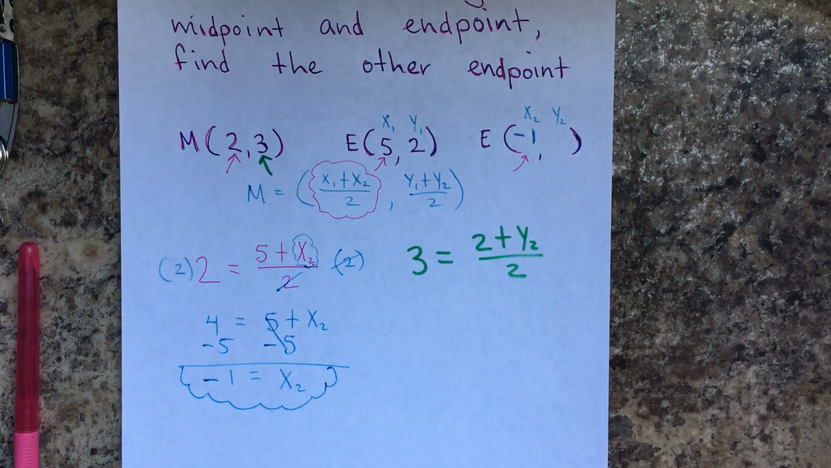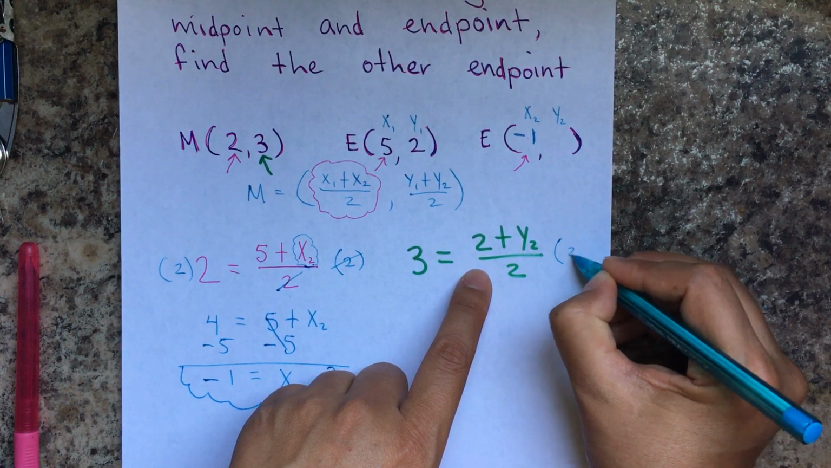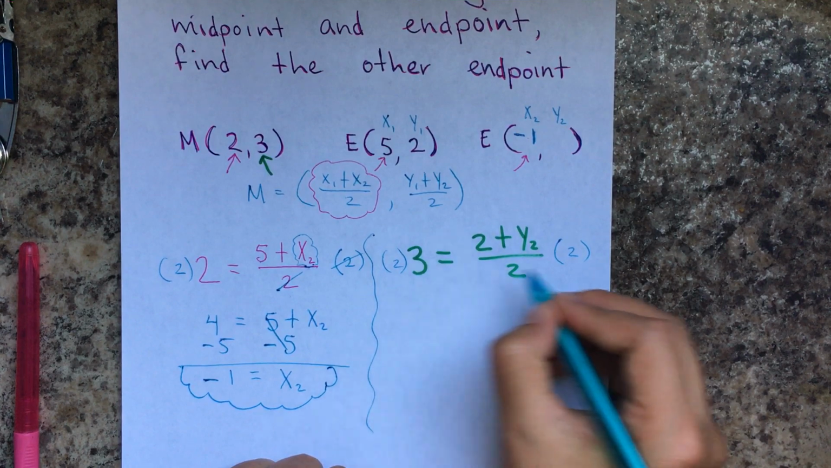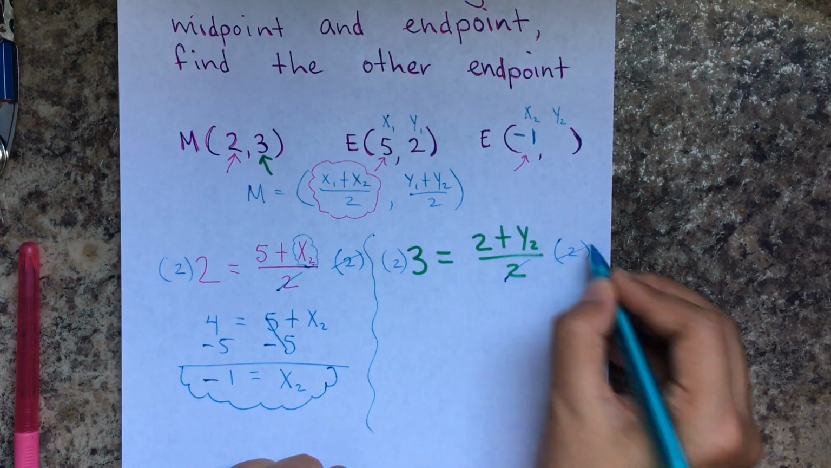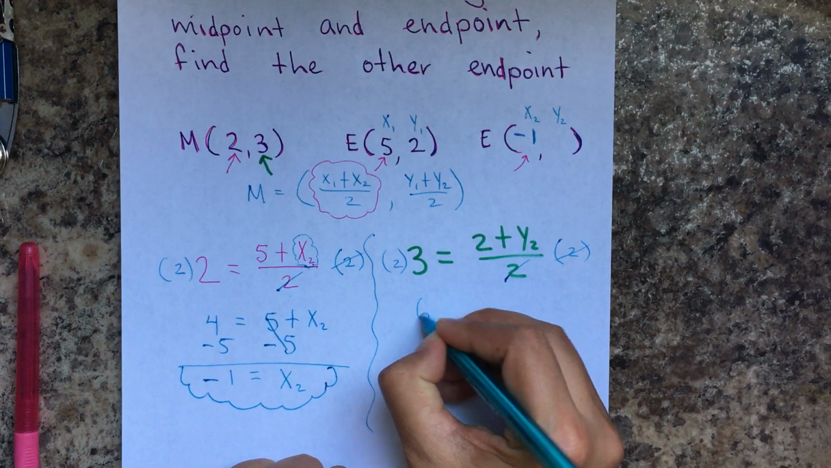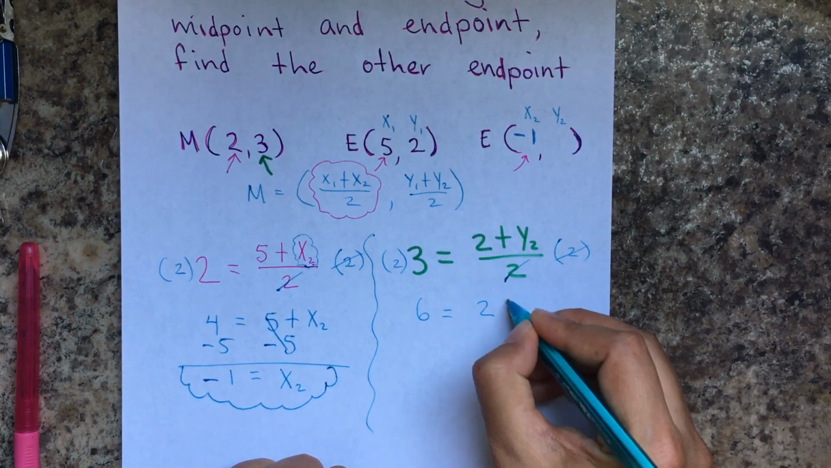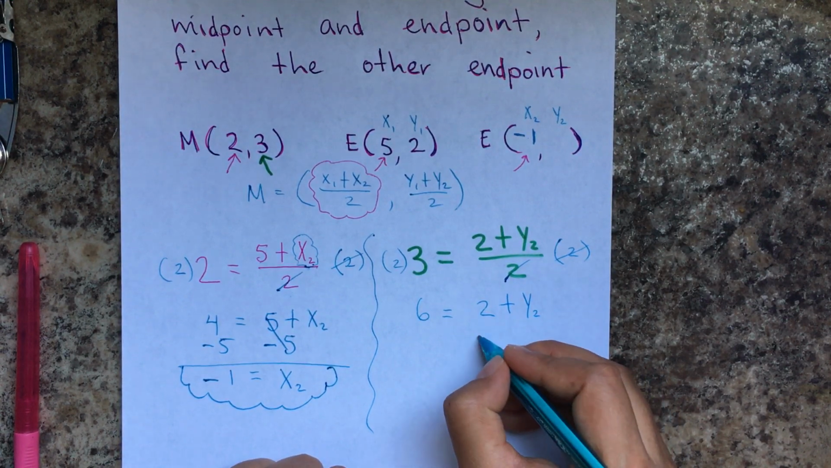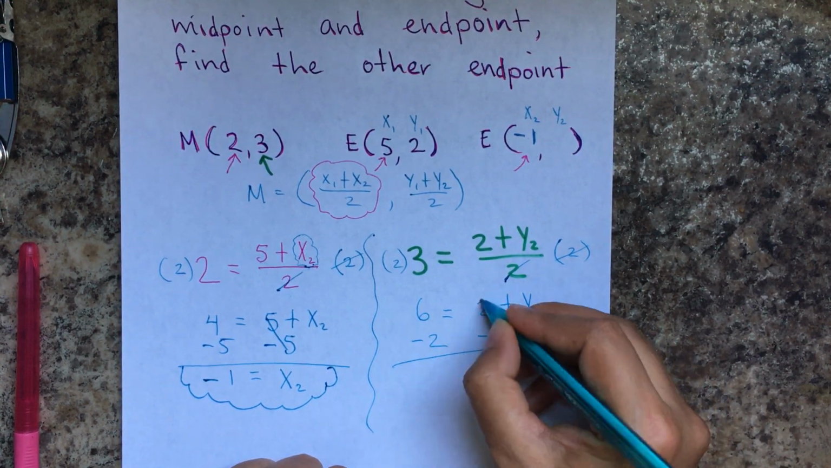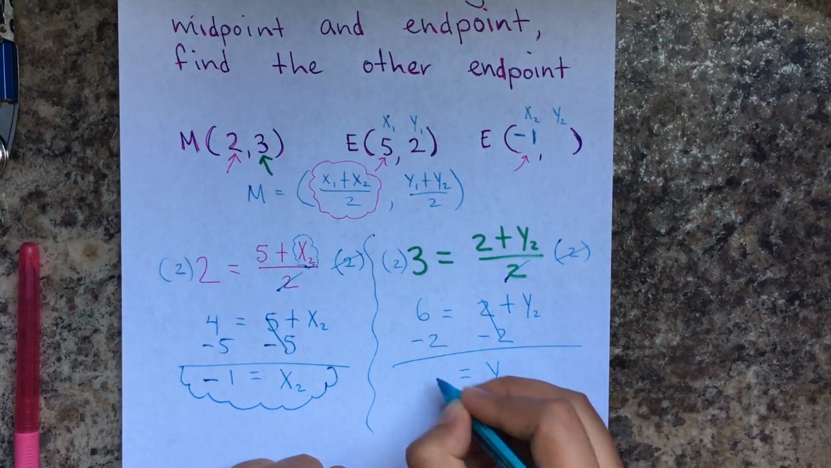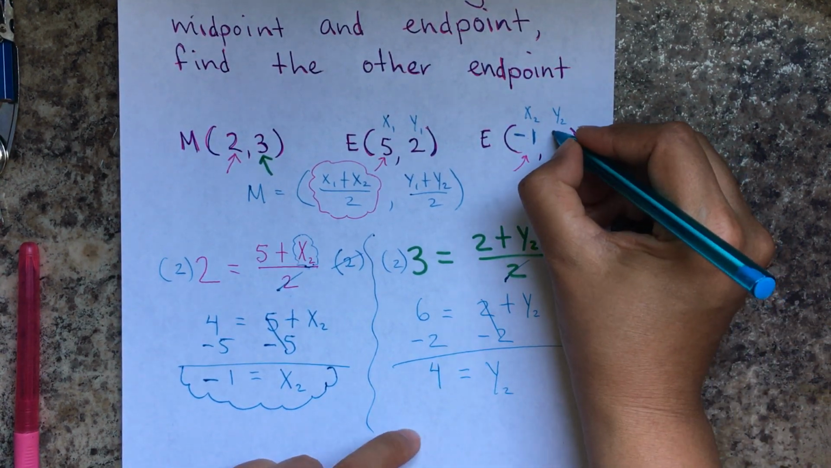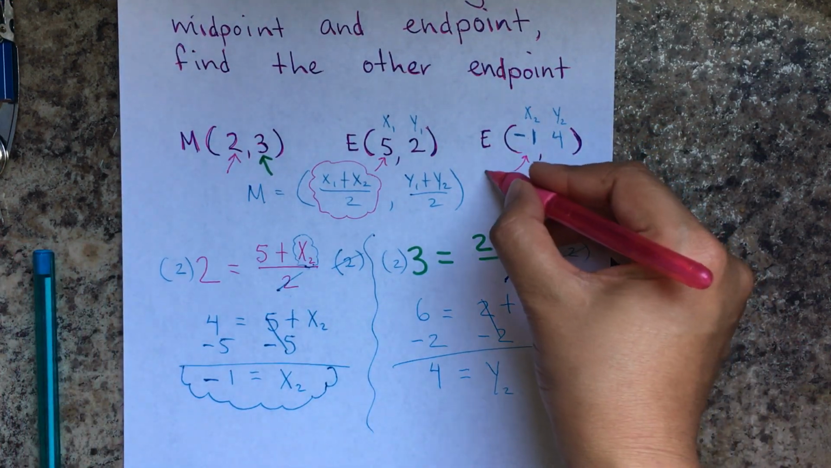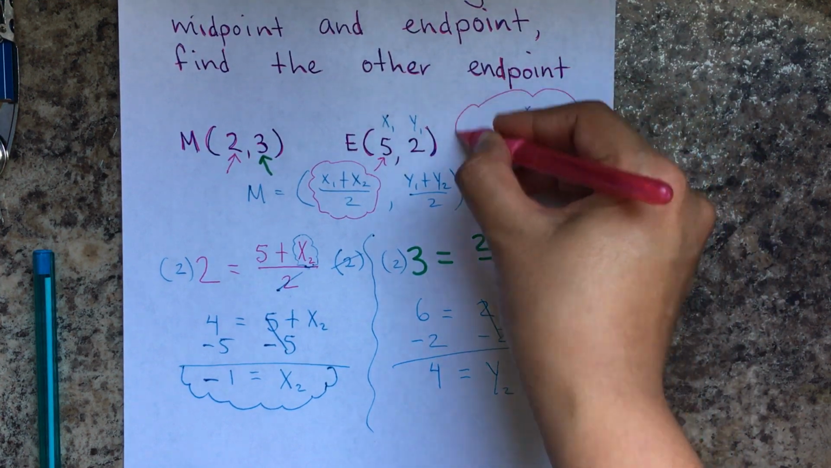Now I have to find y, and I'm going to do it by solving for y2, because that's what I'm trying to find, right? So if I'm dividing, I'm going to multiply by 2, and 2 times 3 is 6, equals 2 plus y2. If I'm adding 2, the opposite is to subtract 2, and so y2 is equal to 4. So my y2 is 4. So this is the answer that I'm looking for, and so now I have the other endpoint.